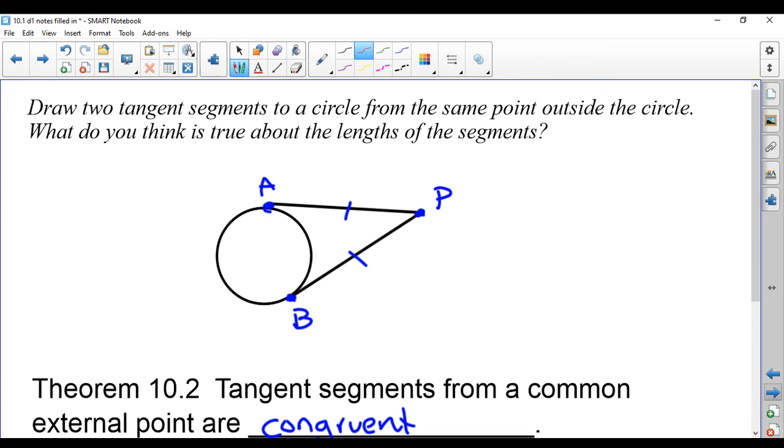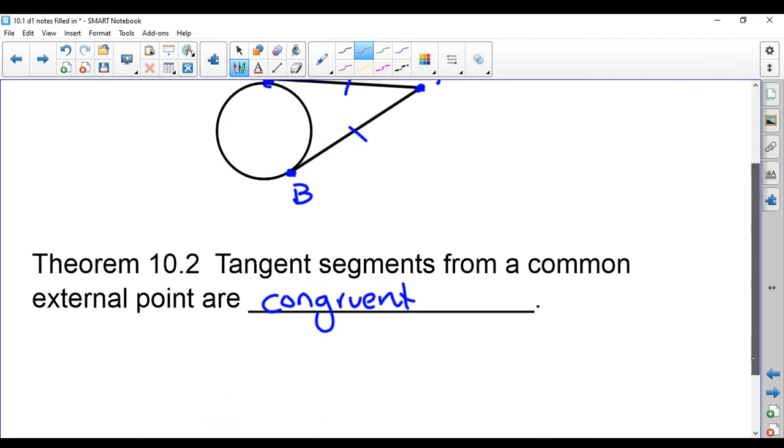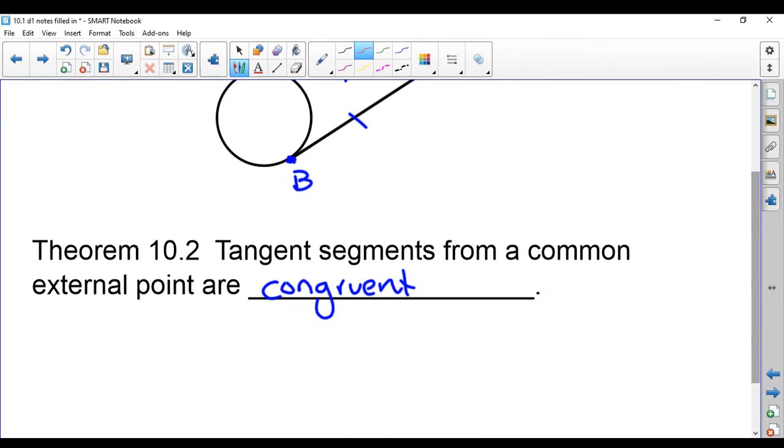And one more theorem. If you have a circle and you draw two tangent segments to the circle from the same point on the outside, it's kind of like an ice cream cone. If we look at this, it appears, and it is true, that those two segments will have the same length. So we had a circle with point P outside of the circle, and we do a tangent from P to A and a tangent from P to B. They will always have the same length. Tangent segments from a common external point are always congruent.